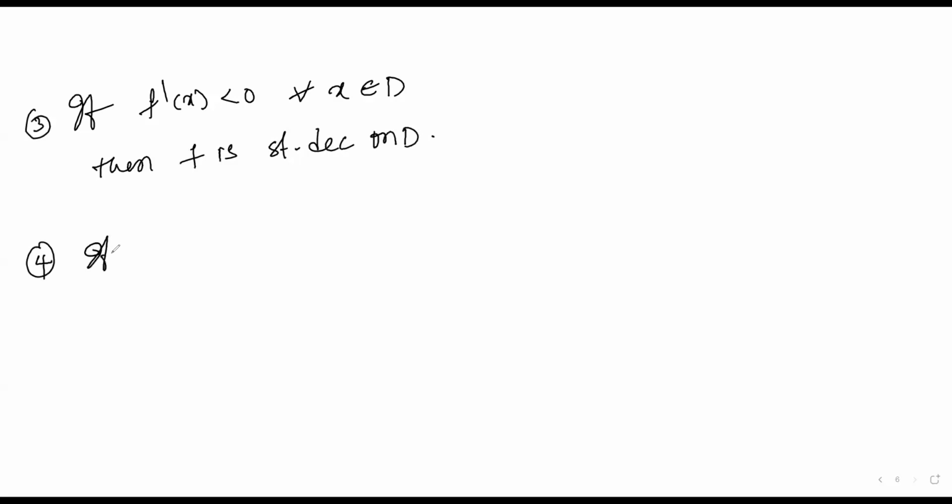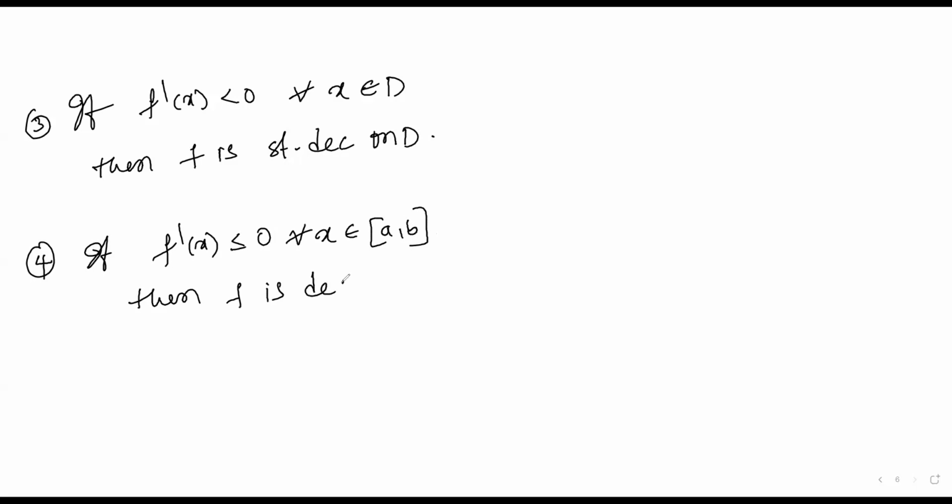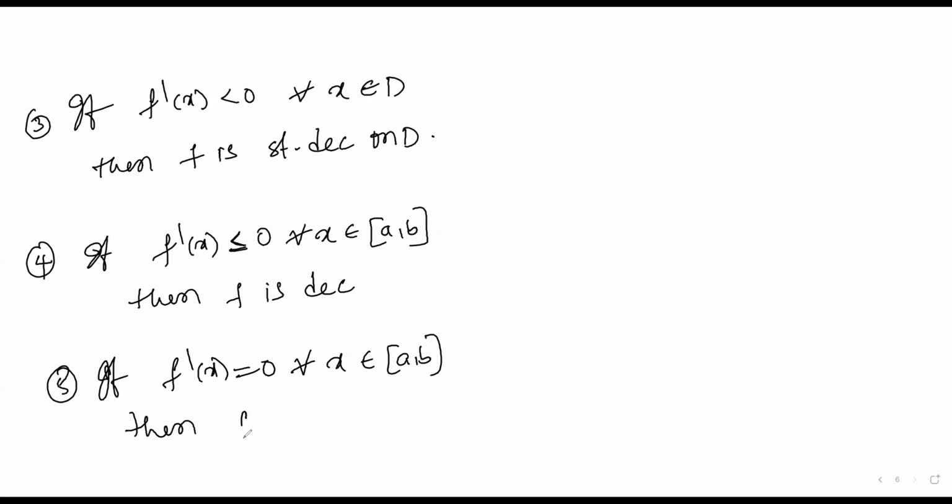4. If at all f dash of x is less than or equal to 0 for all x belongs to whatever domain or interval, then f is simply decreasing, less than sometimes and sometimes equal also. 5. What happens if f dash of x is always equal to 0 for all x belongs to whatever domain? Then f is constant.